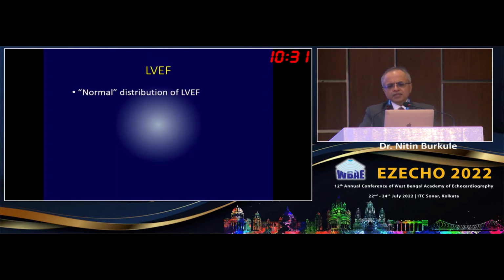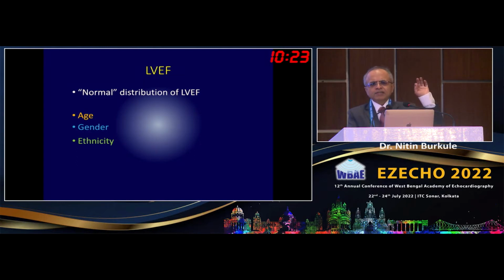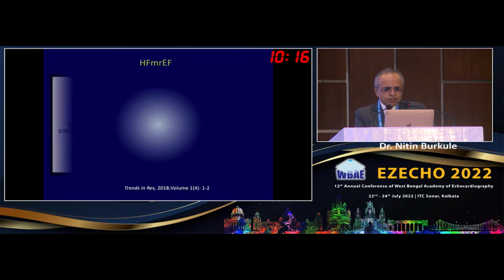So the normal distribution of EF, how did this 50% come? Because actually the normal distribution changes with the age, with the gender, and also ethnicity. That is clearly known now with the worldwide data available in the WISE study. So that's the challenge.